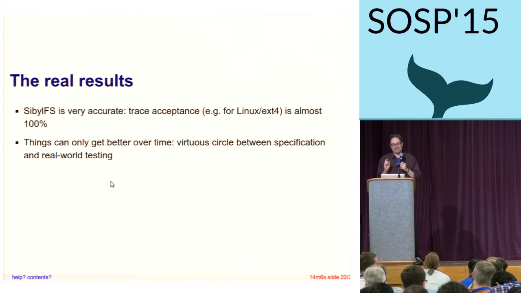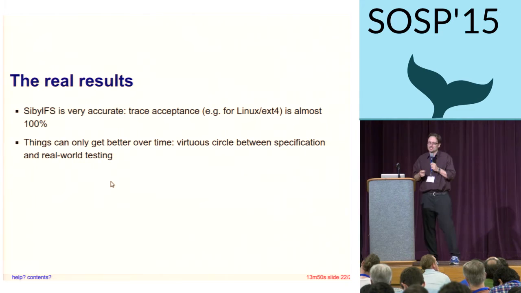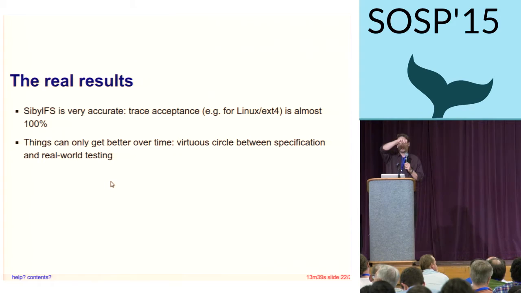But here, things can only get better over time because you've got the specification, which you refine. You use it to test the implementations. You discover bugs in the implementations, which you can report, or you discover that your specification is somehow wrong and doesn't correctly match the real-world implementations. Then you change your specification again. Maybe you refine it further, you add some more test scripts, and you go around that loop again. At every point you're adding more test scripts and refining the specification, so things are getting better all the time. And if you're in that situation, that's a good situation to be in.